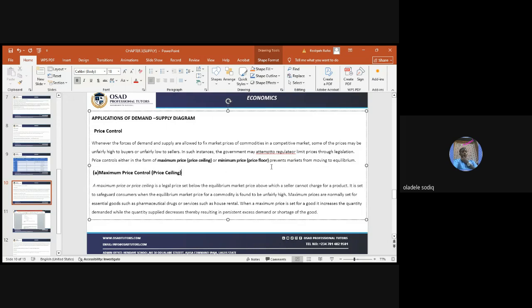So that is what government is trying to prevent. How can government prevent that? You see that government sets maximum price and they also set minimum price. So what is maximum price? Both price ceiling and price floor are controls put in place by the government. A maximum price, or price ceiling, is a legal price set below the equilibrium market price, above which a seller cannot charge for a product.